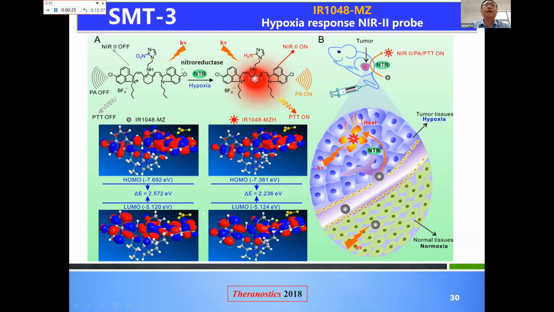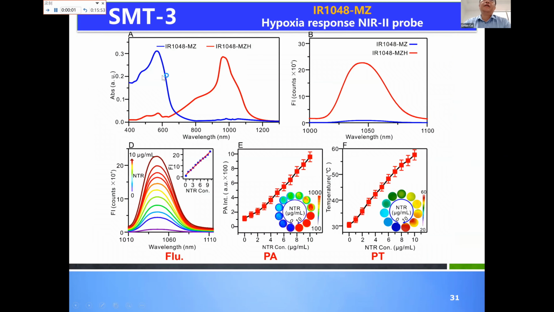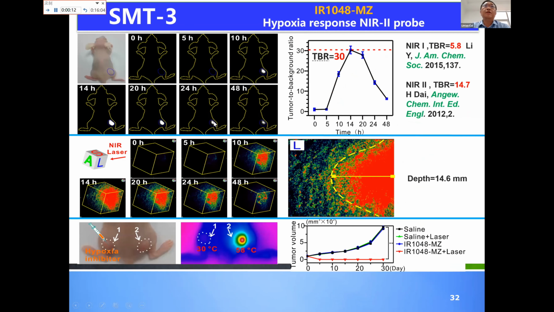Because under hypoxia, cells all express nitroreductase. Using this, we can transform the nitro group to the amine group. So under this condition, the spectrum changes hugely like this. You can see only one small change, and you get a shift of about 400 nanometers and a much higher signal, and you can see this image is very clear.